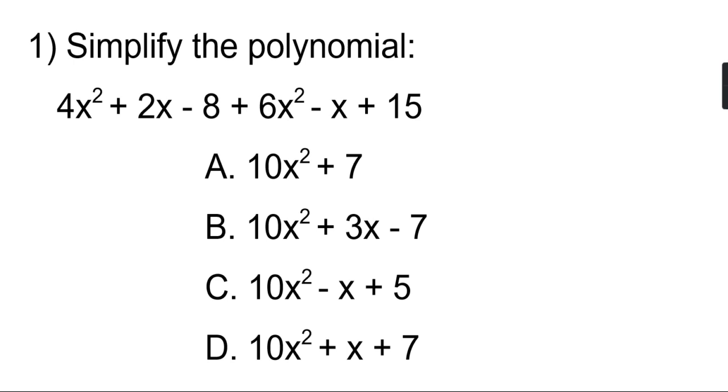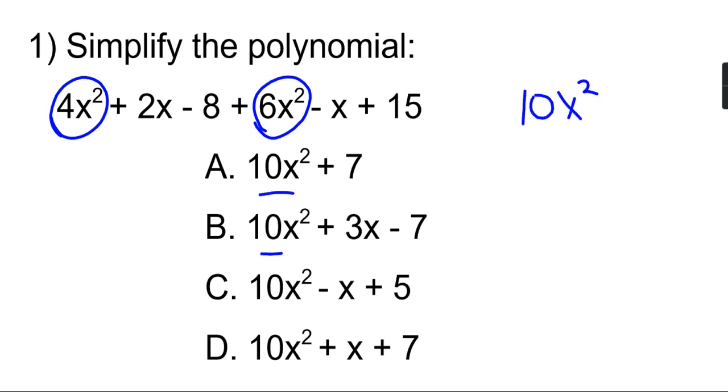So the first term, 4x squared, can be combined with 6x squared because both of those have the same degree, right? They're both raised to the second power. So we add 4 and 6, and we get 10x squared. Now, if you look at our choices, all of the choices have 10x squared. So we can't eliminate any choices. We're not any closer to knowing which choice it is just yet.